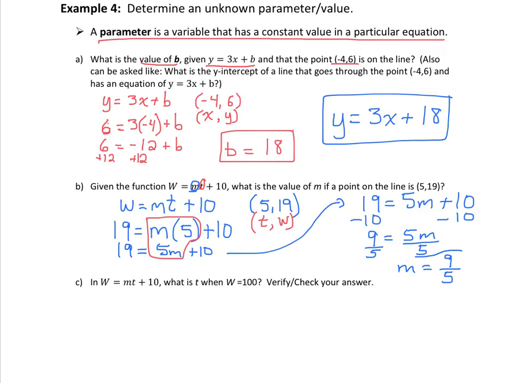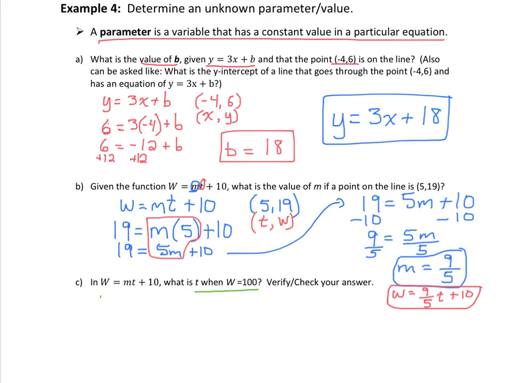That would be like the rise is 9 and the run is 5 between any 2 points. When you rewrite your equation, you would have w is equal to 9 over 5t plus 10. In part C of this example, we are asked in the equation w equals mt plus 10, what is t when w equals 100? And then verify or check your answer.